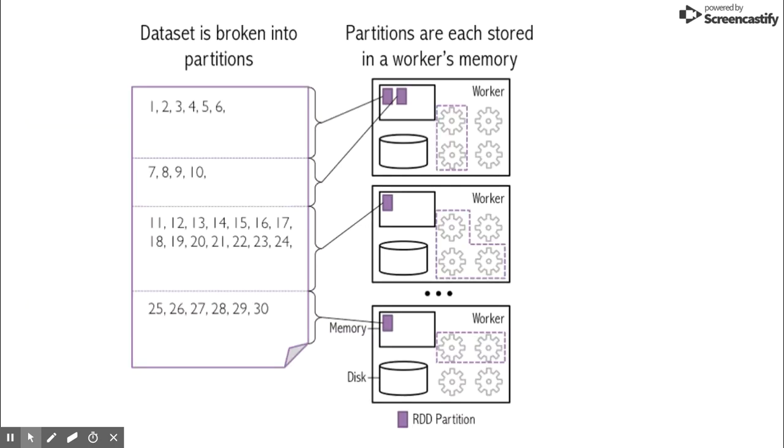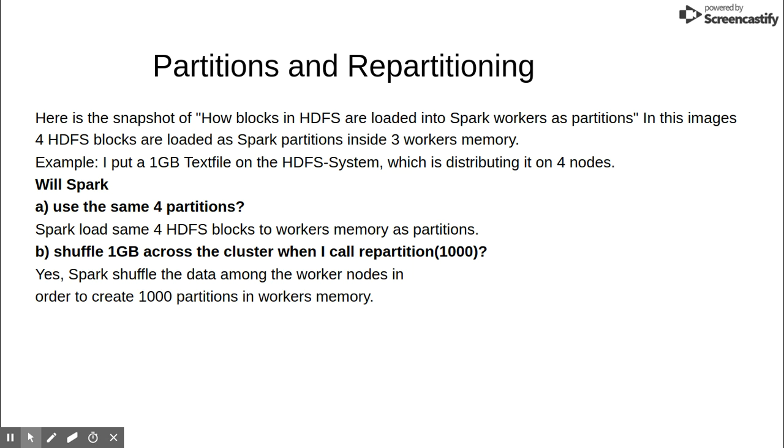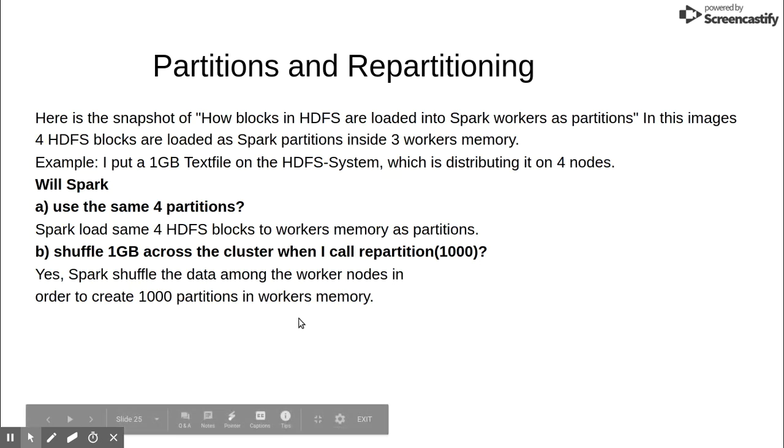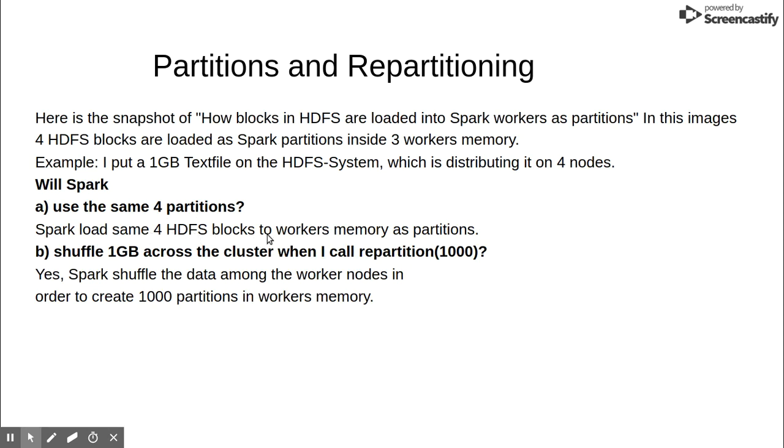I have an image, which I've already explained. The example is a 1 GB text file distributed on 4 nodes. Will Spark use the same partitions? Spark loads the same four HDFS blocks into the workers' memory as partitions. So I have a 1 GB file divided into four partitions. I can say four HDFS blocks, so four partitions will be there.